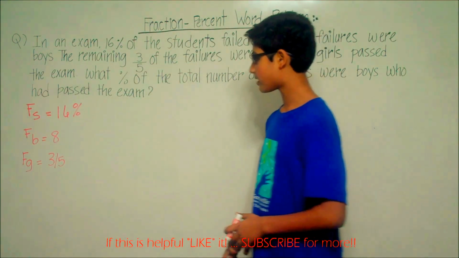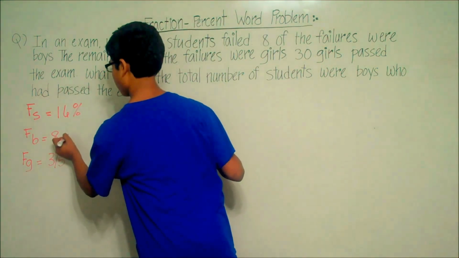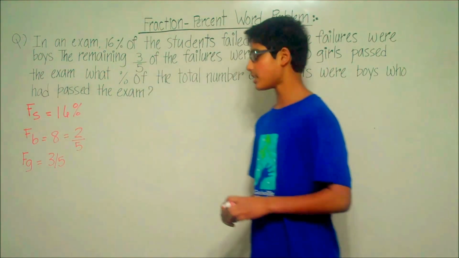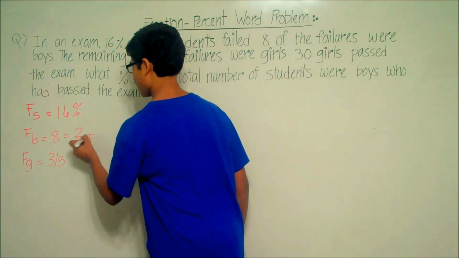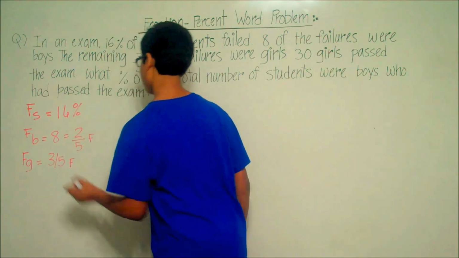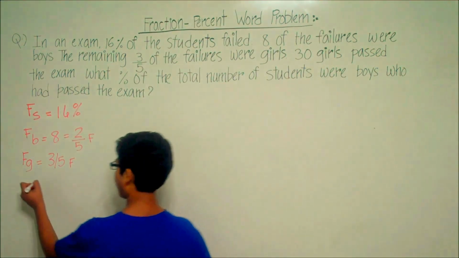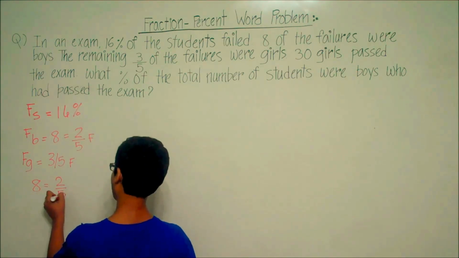So this means that 2/5 of the failures were boys. So this means that 8 is equal to 2/5 of the failures, F for failures. So let's rewrite that here. 8 is equal to 2/5 of the failures.